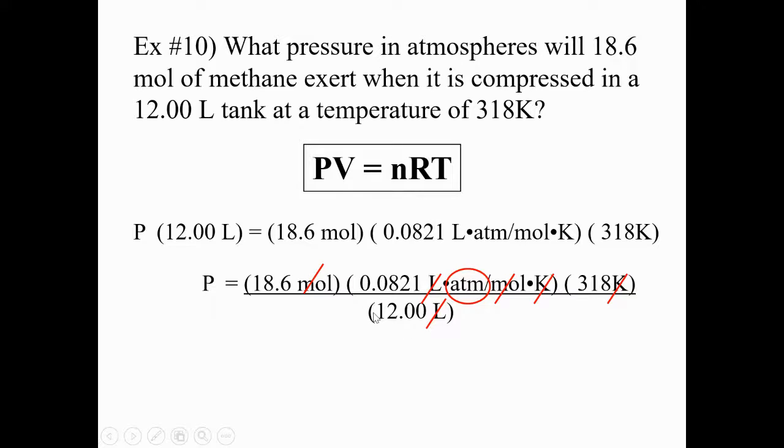Everything except, where is it here? Atmospheres cancels out. So your unit, 40.5 atmospheres, is the pressure.